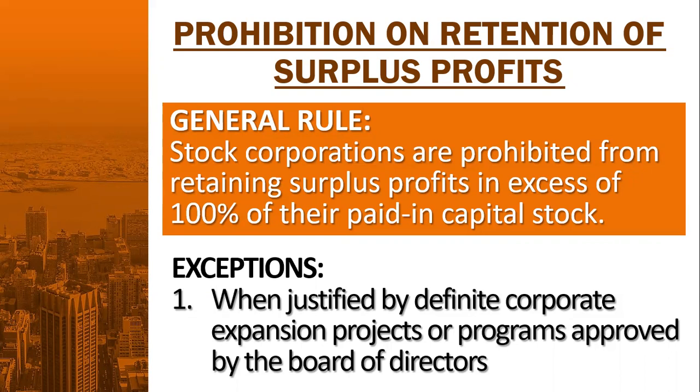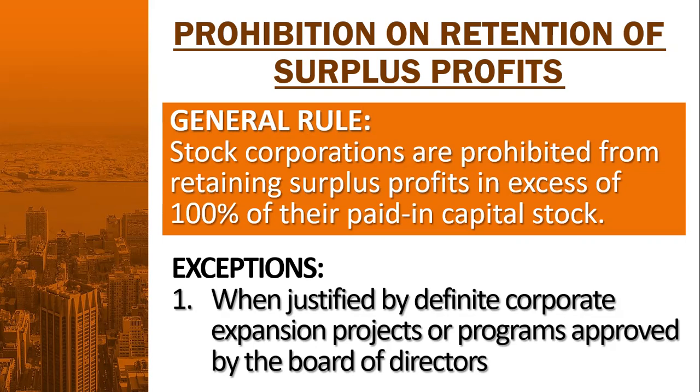So when retaining surplus profits is in excess of 100% of the paid-in capital stock, kunwari, 1,500,000 yung retaining surplus profit and yung paid-in capital stock is 1 million, then the corporation is required to declare dividends. Kapag nagtatabi or nagre-retain yung corporation ng sobra sa 100% ng paid-in capital stock, the corporation may be subject to improperly accumulated earnings tax. It is a penalty tax upon a corporate taxpayer for accumulating so much net income after tax beyond the reasonable needs of the business.